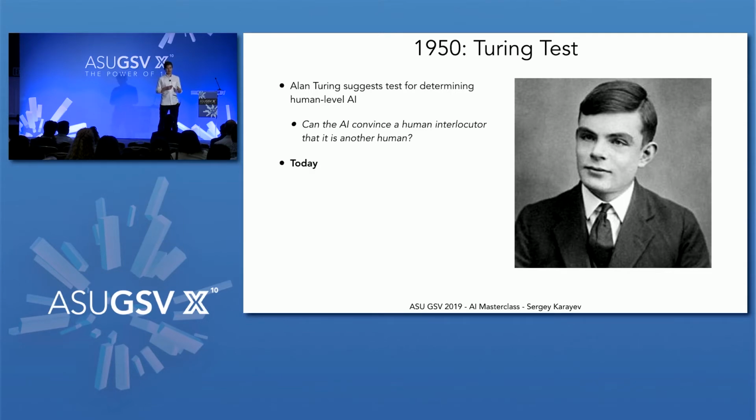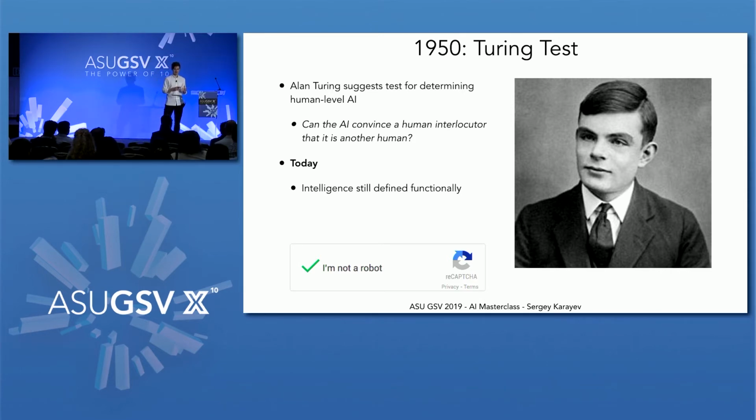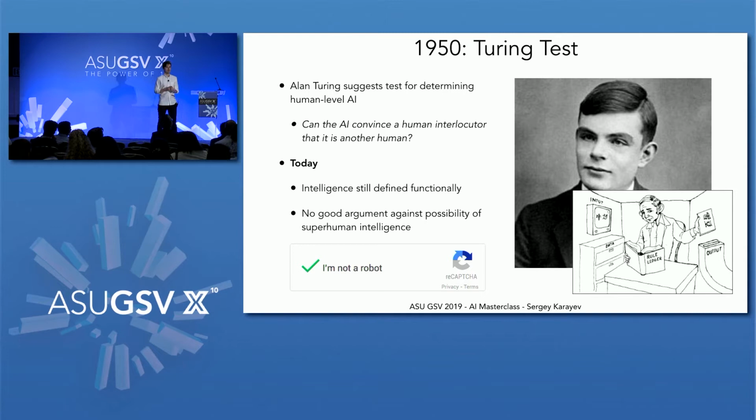The reason that idea reverberates today is because we still define intelligence functionally, right? So stuff like this, where you confirm you're not a robot, that's a version of a Turing test. And the deeper idea is that there's no philosophical reason to believe that there's anything other than functionality that defines intelligence. And this used to be more of a debate than it is now.